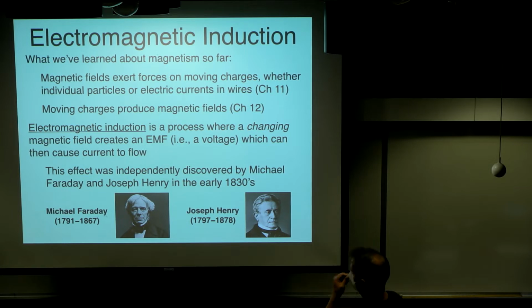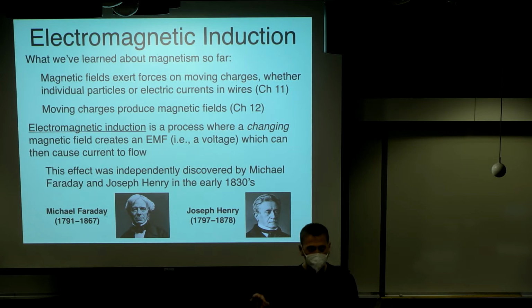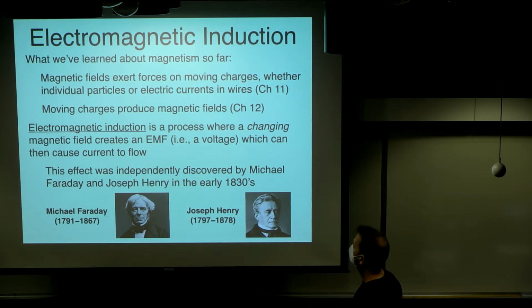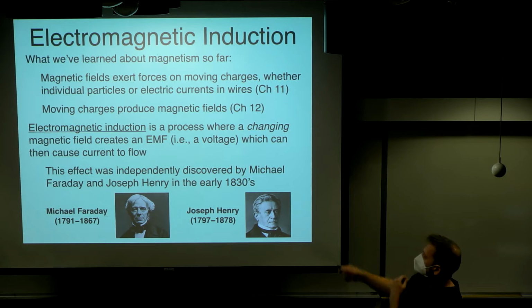So the first thing we learned is that if you have a charge in a magnetic field, okay, this could be like a single proton or a single electron, some kind of charged particle moving through a magnetic field, we know that magnetic field can exert a force on the particle. And that's not only true for just individual particles, it's also true for tons of particles moving together, i.e. an electric current in a wire. That will also feel a force from a magnetic field. All right, so that was all chapter 11 stuff.